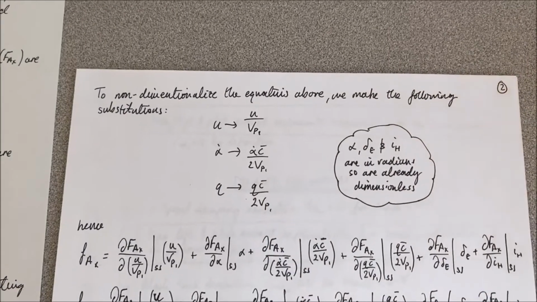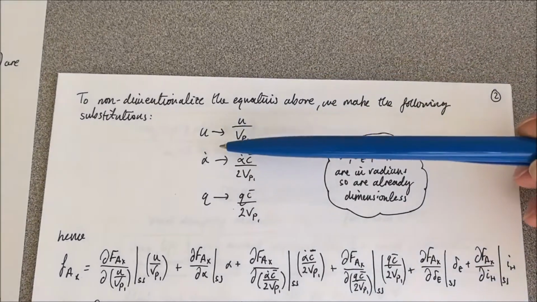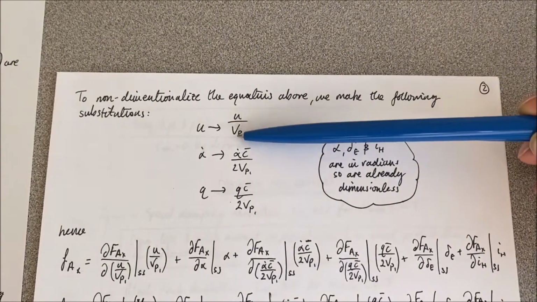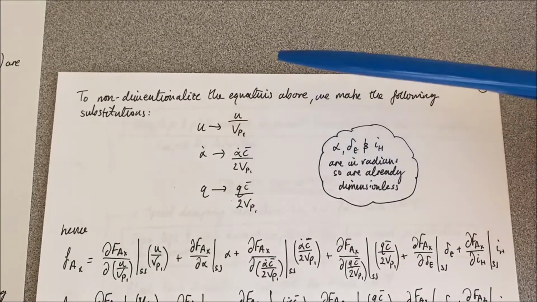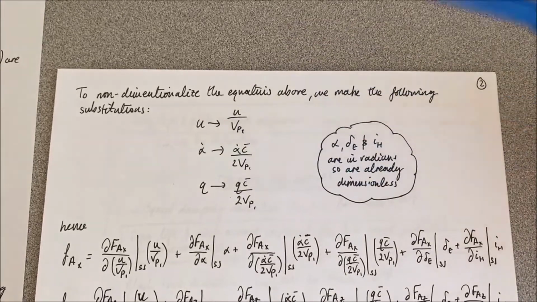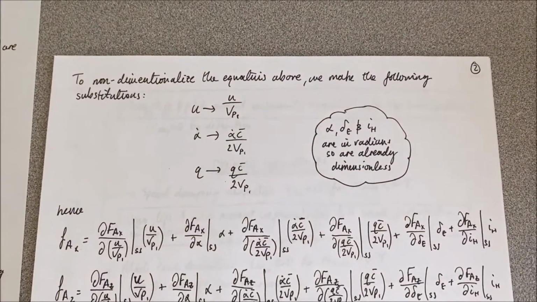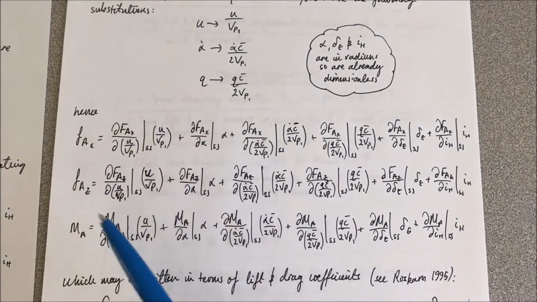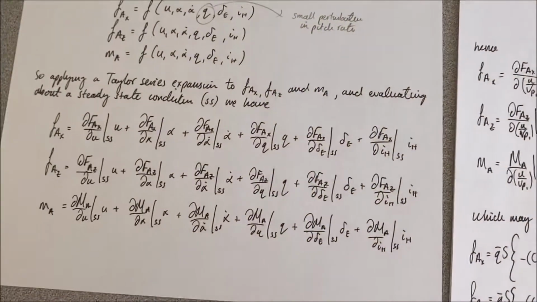The textbook uses these transformations up here. We non-dimensionalize u by dividing it through by something that has the same units as u, namely the VP1 vector, and so on for the other variables. And that allows us to write a non-dimensional version of what we just had down here.